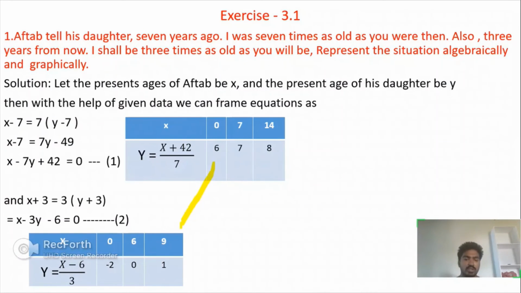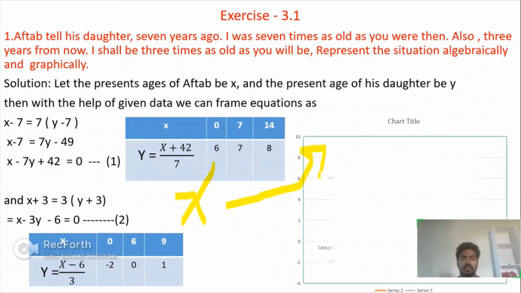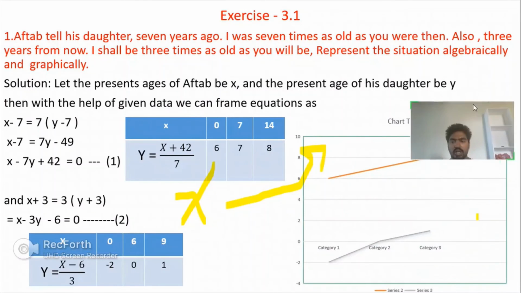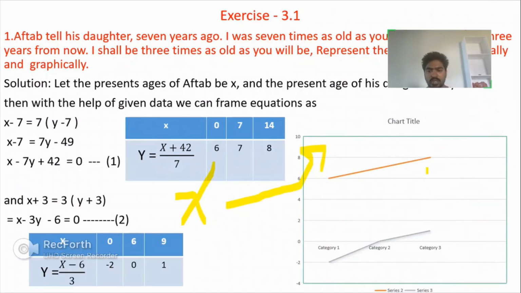So now we have found the coordinates for the two equations. Now it's time to plot these two equations on the graph. When we plot these two equations, we can clearly observe that these are two straight lines which are approximately parallel to each other. This is the graphical representation of the given two conditions.